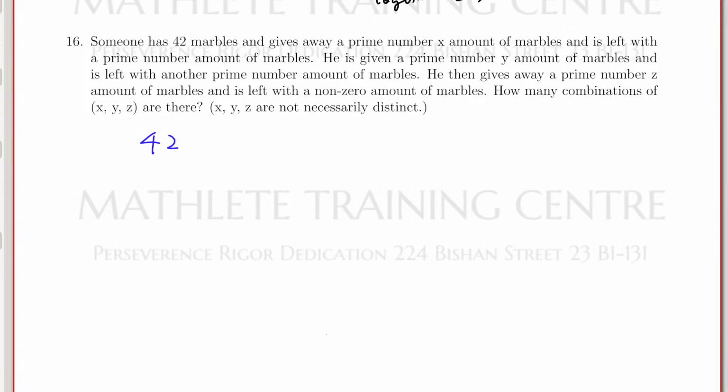So 42 minus a prime number x is equal to some other prime. Let's call it p. Then p plus a y number of marbles is equal to another prime. So let's call it q. Then q minus z is going to be some other number of marbles and is left with a non-zero amount. So this thing here, q minus z, has to be at least 0. So these are the conditions given, where p, q, x, y, z are all prime.